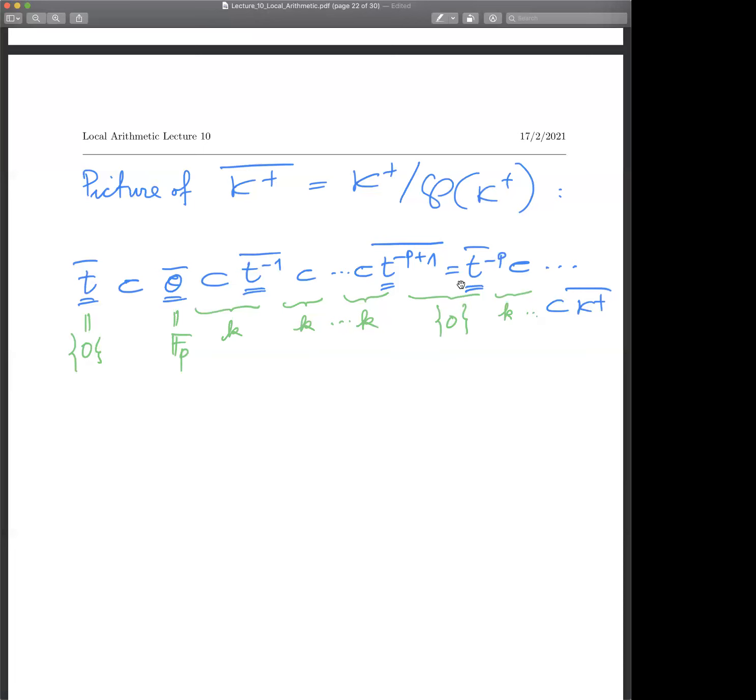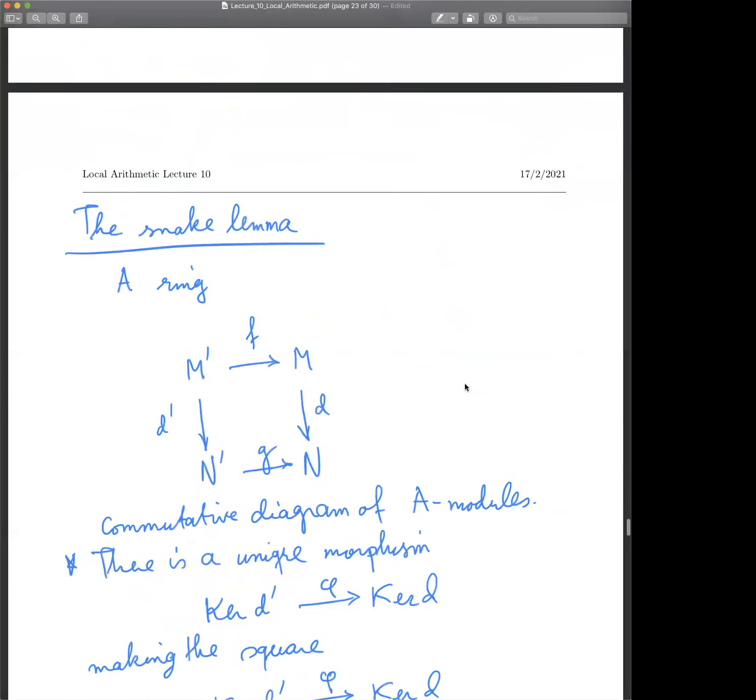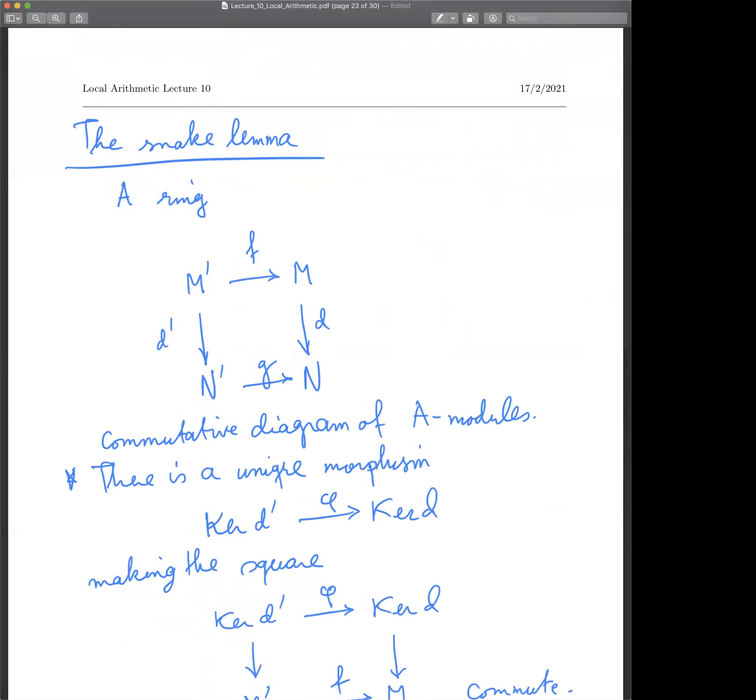And then it continues. Whenever you are about to reach a multiple of P, you get equality here. So it remains for me to recall the snake lemma, but before that, I'll wait for a few minutes to see if there are any questions. Okay, if not, let's continue. So the snake lemma.